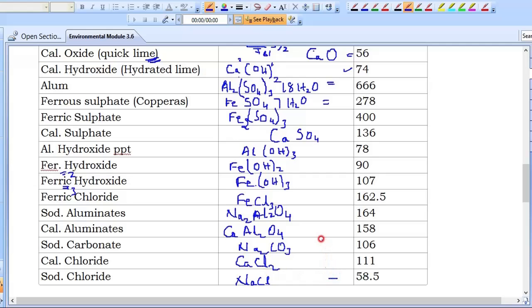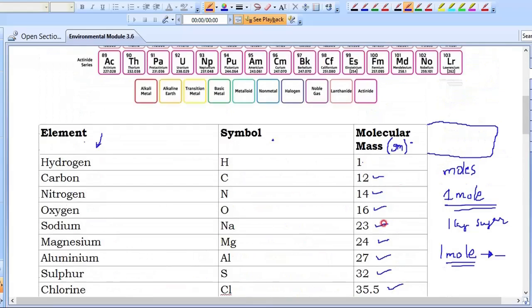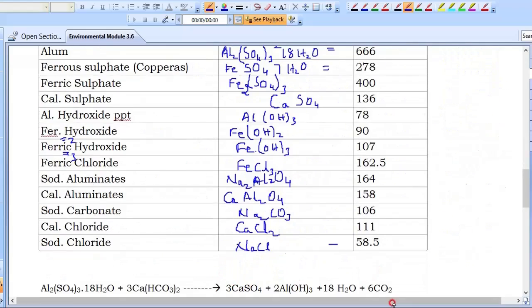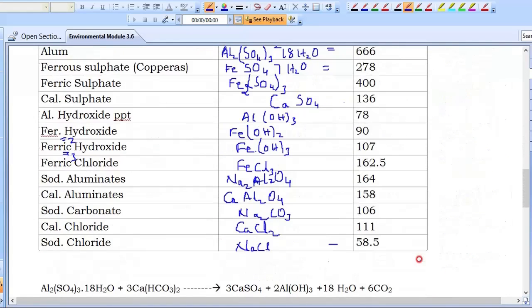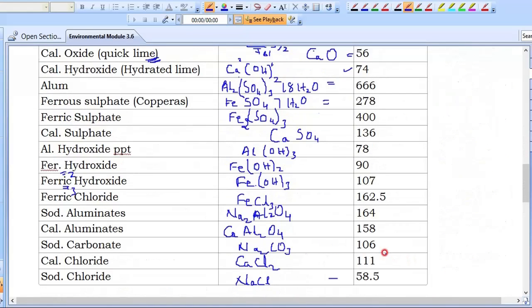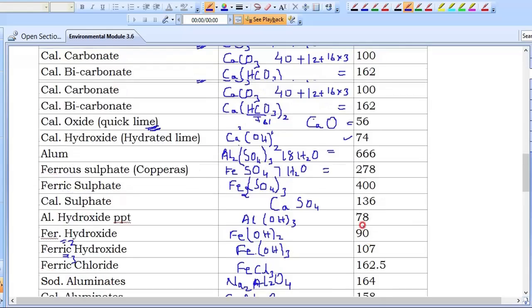You just cross check them so that you will get a practice also, and you should remember these names and these formulas and those molecular masses. They are very, very useful, not only in this chapter, even in many chapters. Understanding the basics of chemical reactions is very important in water treatment engineering. Okay, that you should keep in mind.